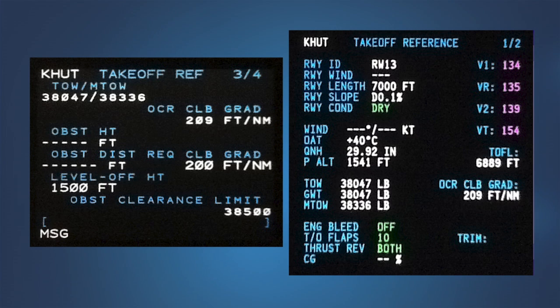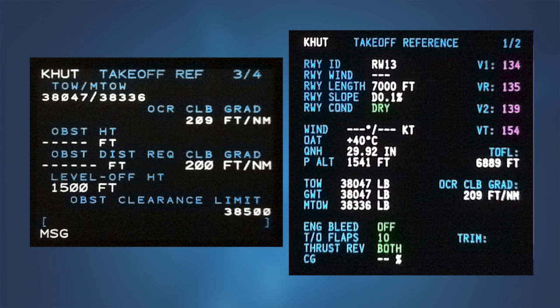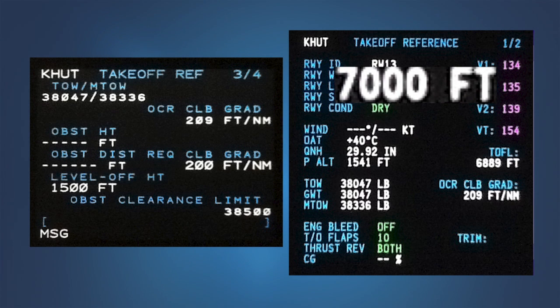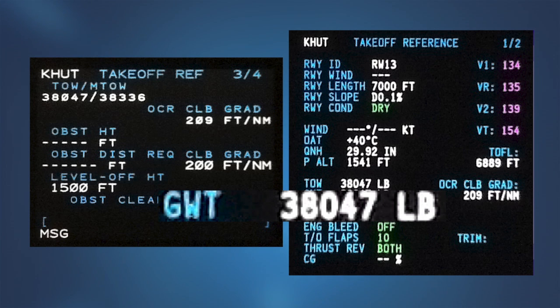We determine our maximum allowable takeoff weight using a typical summer temperature for Kansas, 40 degrees Celsius, which is equal to 104 degrees Fahrenheit. Maximum allowable takeoff weight computed by the FMS for runway 13 is 38,336 pounds. The takeoff field length required is 6,889 feet. Runway 13 is 7,000 feet in length. The declared distances for runway 13 are all 7,004 feet, which is slightly longer than what is shown in the FMS.